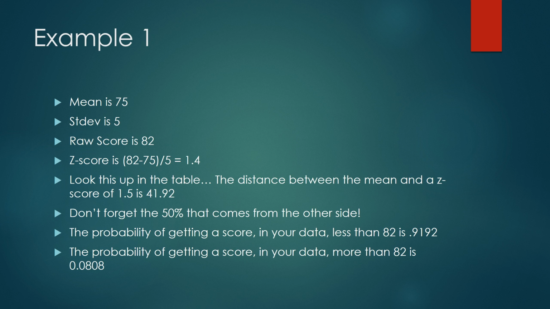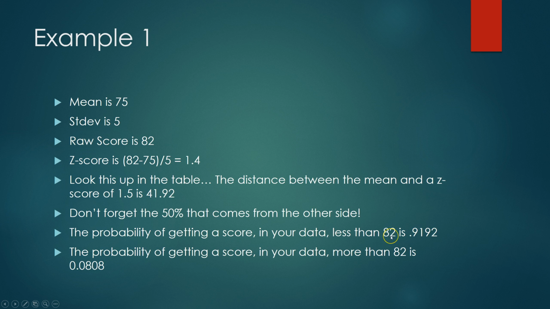Now I'm on the positive side, so I'm on the right side of the curve. So now I have to also think about the 50% that are on the left side of the curve, and I just throw that 50% in there. That comes from the other side. The probability of getting a score in my data set less than 82 is 91.92 because I added 41.92 to 50, I got 91.92.